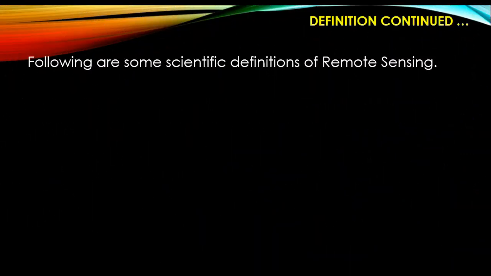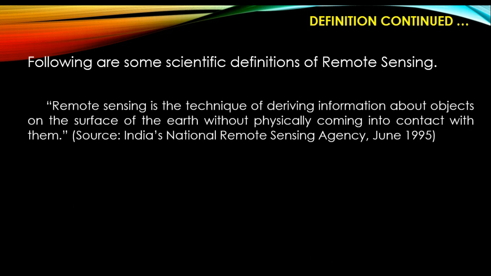Following are some scientific definitions of remote sensing. According to India's National Remote Sensing Agency, remote sensing is the technique of deriving information about objects on the surface of the earth without physically coming into contact with them.